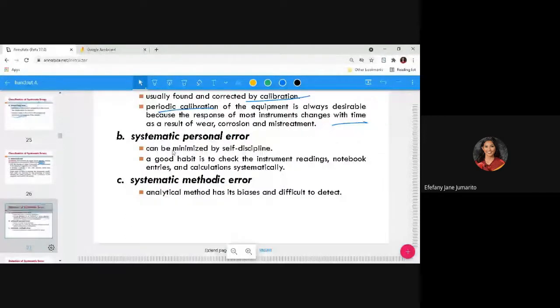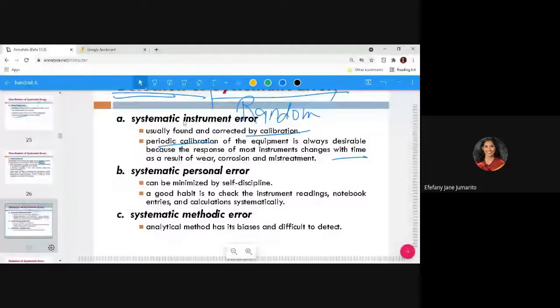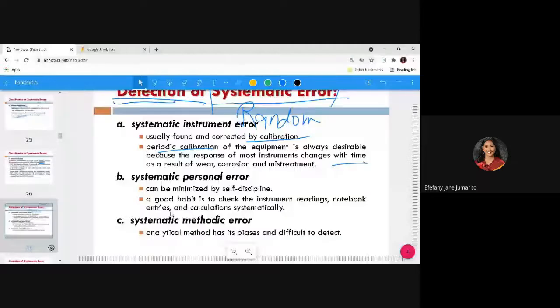Then we also have systematic personal error. If it's personal error, self-discipline should be okay. So we have to have self-discipline. A good habit is to check the instrument readings, notebook entries, and calculations systematically. Then we calculate and then we enter the data.